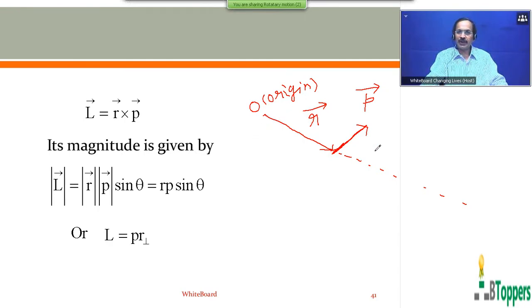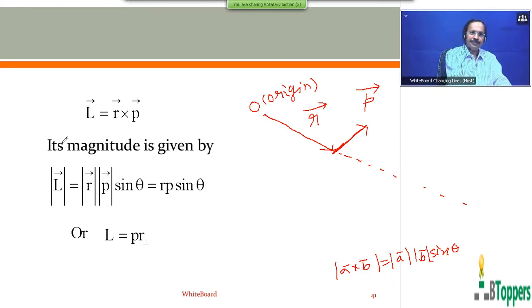From the definition of the cross product of two vectors, as you studied in vectors, the magnitude of the cross product of two vectors A bar and B bar is given by mod of A bar into mod of B bar into sine theta, where theta is the angle between the two vectors A bar and B bar. Using that, the magnitude of angular momentum, mod of L bar, you can write as mod of R bar into mod of P bar into sine theta, or R P sine theta. Theta is the angle between the vectors R bar and P bar.